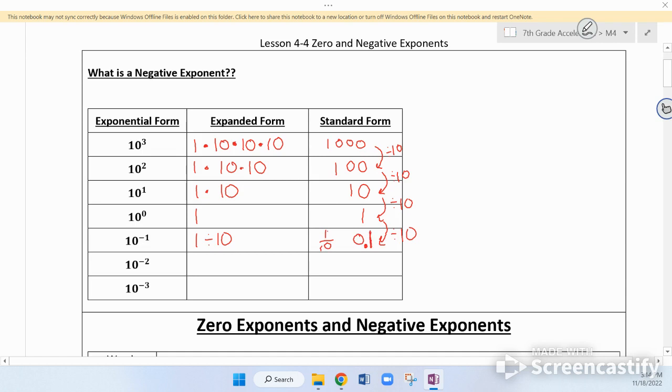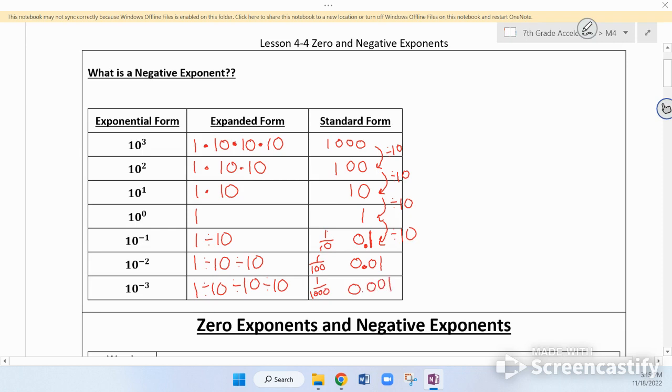Very interesting, right? All right, and then this is going to be 1 divided by 10 divided by 10, and that gives us 1 divided by 100, or 0.01. And if we continually follow this pattern, we get 1/1000, or 0.001.